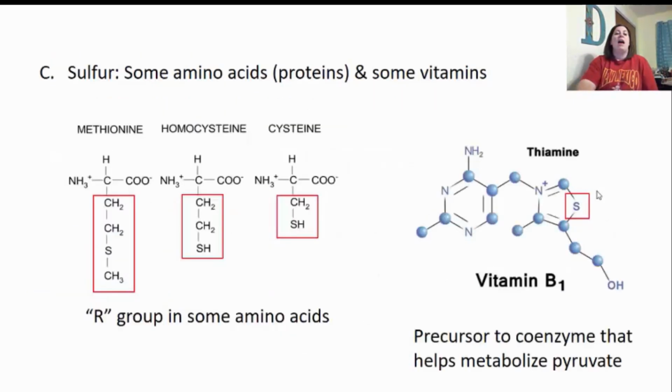Another chemical component that's needed by the cell is sulfur. So you'll notice here are some examples of some proteins where the amino acid contains the sulfur. This is the R group that makes each of them a little bit different based on what components are made up in that reference or R group. We also see that sulfur is important for some vitamins, like in this case, vitamin B1. This is a precursor to a coenzyme that helps metabolize pyruvate. All right, and so this is going to be an important precursor to help those enzymes function properly.